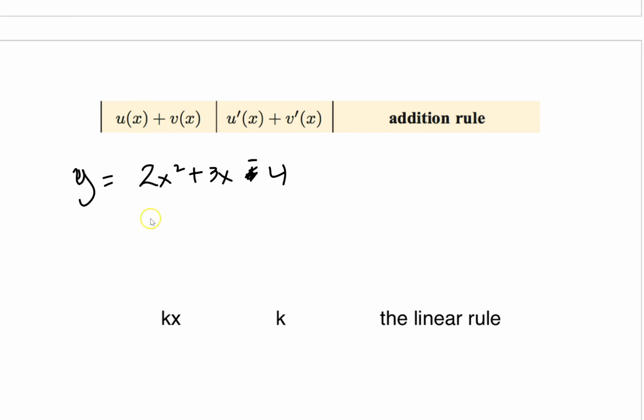That's all it says. So the derivative of this one, bring it down, subtract 1 off. So that's going to be 4x. We haven't talked about this one yet, but here's a quick intro. The derivative of this is just 3. Drop the x. I'll talk about why in a second. And remember, the derivative of a constant, we talked about this, is just 0. So that's my derivative. Right, so that's the addition rule. If you're adding more than one function, just take the derivative of them all separately.